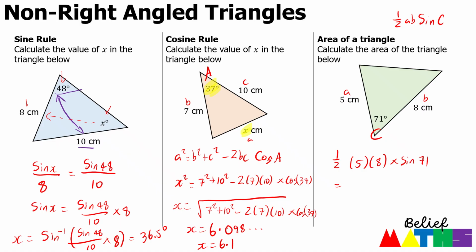A half times 5 times 8 times the sine of 71. And that gives you an answer of 18.9 centimeters squared. Remember, this one's centimeters squared because we're working in area.